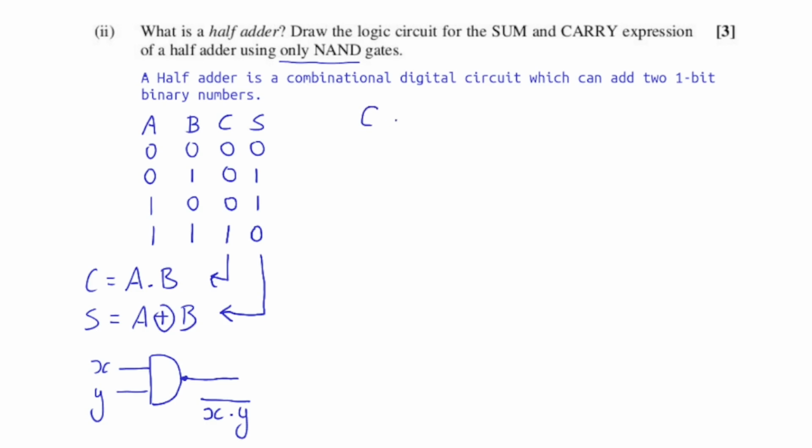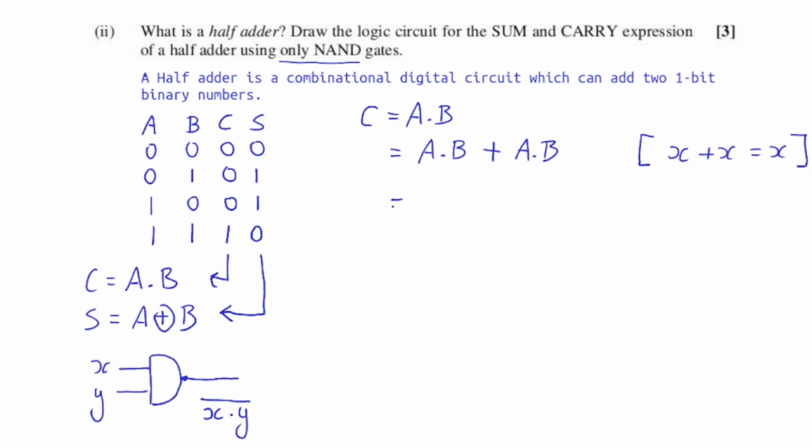So the carry expression is C is equal to A dot B. Now this can be written as A dot B plus A dot B. So this is by idempotence law. Idempotence law states that x plus x is equal to x. Note that the word idempotence means same throughout. So here our x is A dot B. So A dot B plus A dot B is same as A dot B.